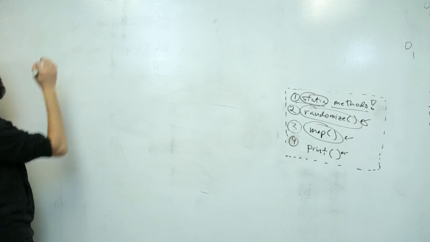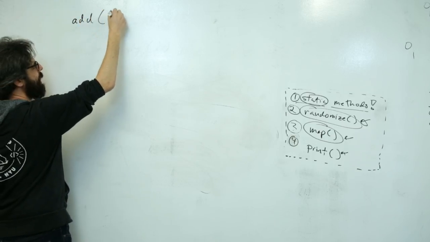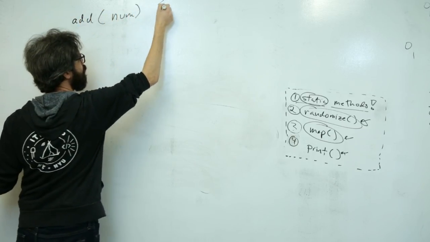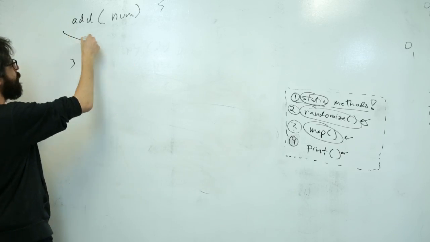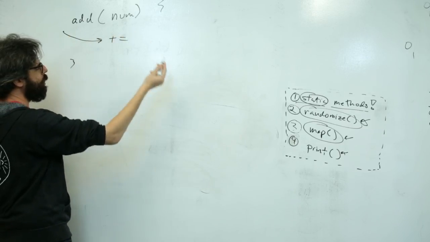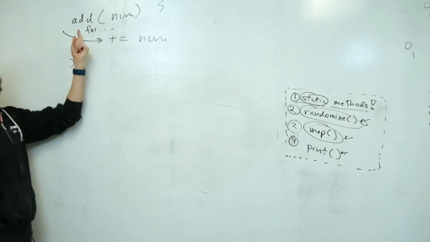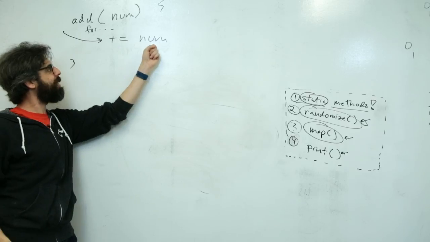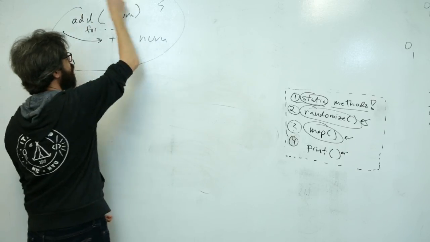So if I were writing a function, and I did this already, called something like add, and it receives a number, right? This is a function I have in my matrix object where what I'm going to do is say plus equal, I'm going to have a whole bunch of for loops. For every element of the matrix, add this number to it. Right? That's what this function does.